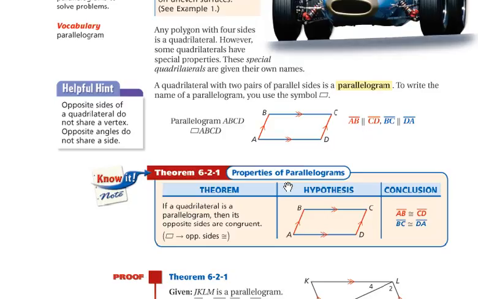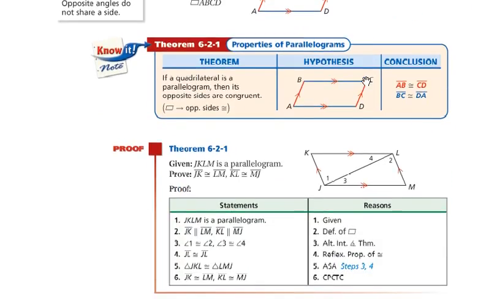The first theorem here, properties of parallelograms, theorem 6.2.1, says if a quadrilateral is a parallelogram, then its opposite sides must be congruent. So if we know that we have a parallelogram, we can say that the sides opposite each other, for example AB, must be the same length as CD, and BC would be the same as AD. The sides we know are opposite are going to be congruent to each other.